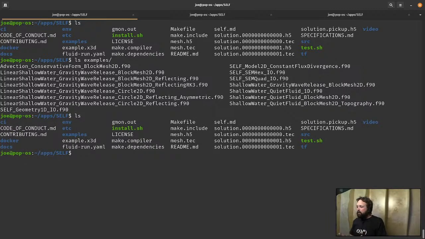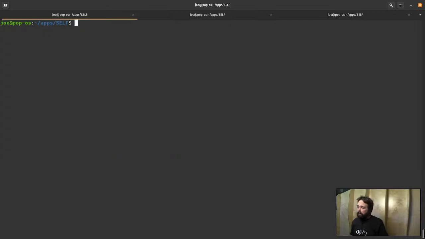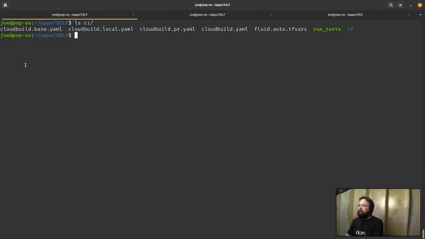Now, in addition to having that remote build system, if you install the gcloud SDK on your local system and add the cloud-build-local binary after you install gcloud, you can actually run the build process locally. If you look under the CI directory, there are a couple of different YAMLs that define the build process here.